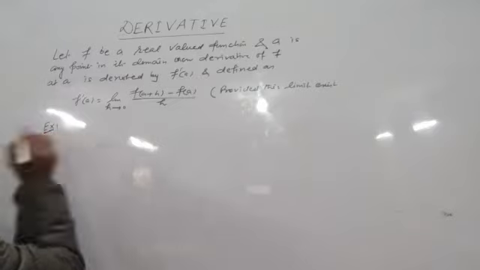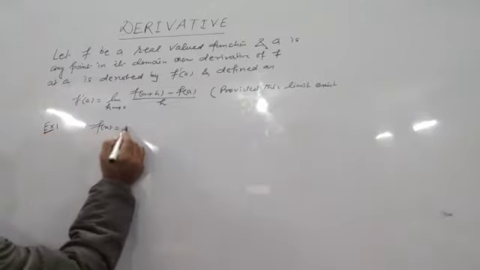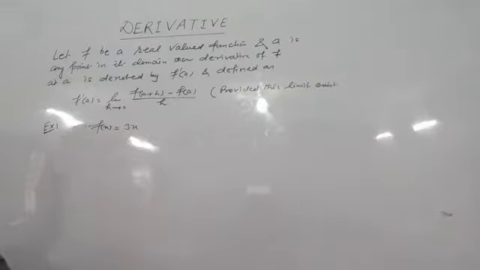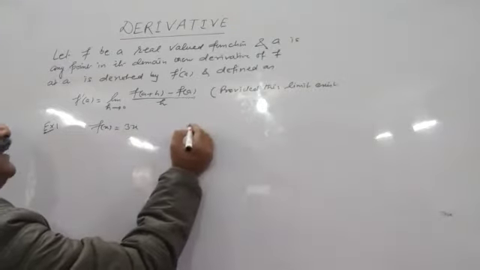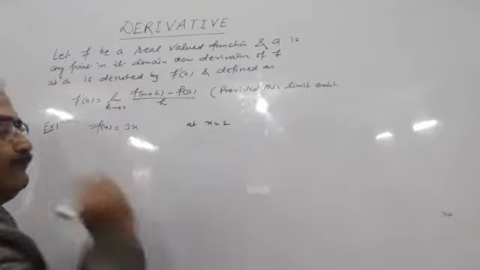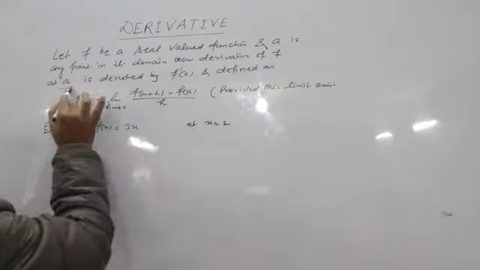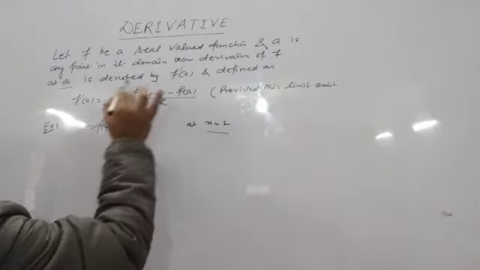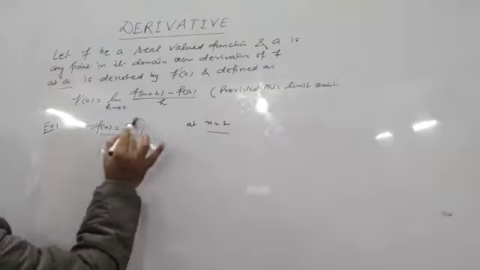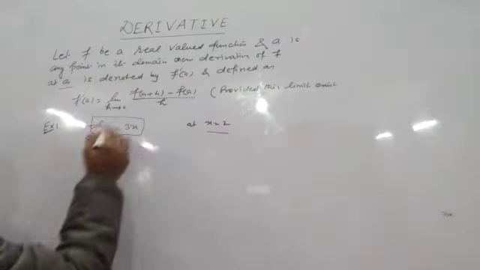Number 1, suppose I have here f(x) is equal to 3x is a function and we have to find its derivative at x is equal to 2. Now in place of a we have 2. In place of this function f we have f(x) is equal to 3x. This is the definition of the function. Now we are going to find out its limiting value.